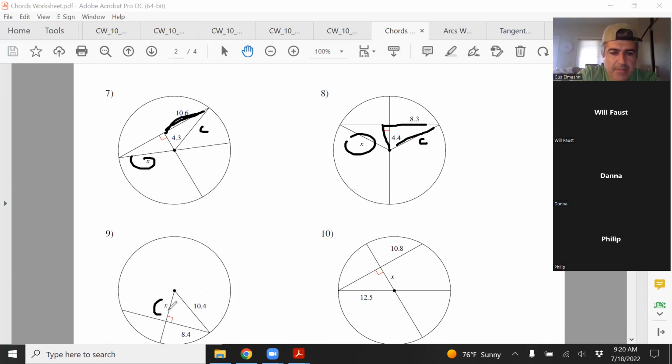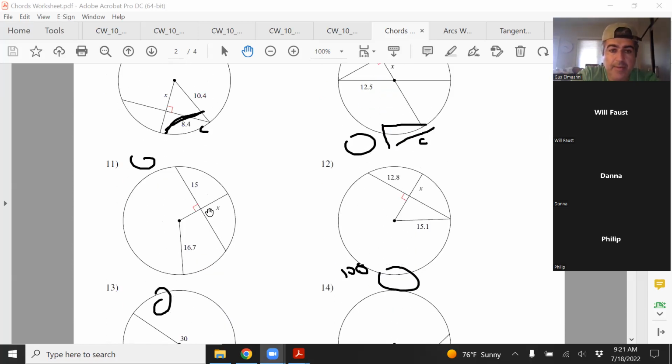Pythagorean theorem again. Number 9. That's 10.8. That's 10.8. Pythagorean theorem again. Number 10. There's a lot of Pythagorean theorem stuff going on here.